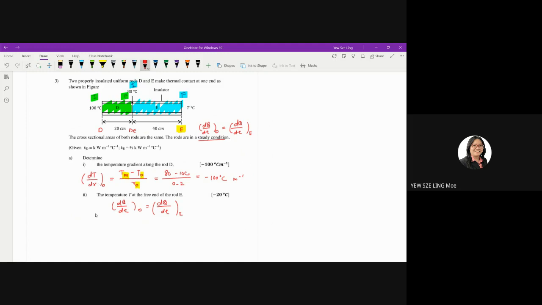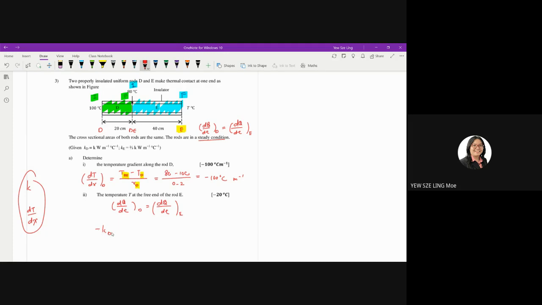Now I want to expand the equations. So dQ/dt for rod D is negative k_D. Remember, k and the temperature gradient dT/dx, these two variables depend on the material. So you need to include the subscript when you expand the equations, because rod D and rod E will have different k, different thermal conductivity, and also different temperature gradient, because now you're looking at a different rod.